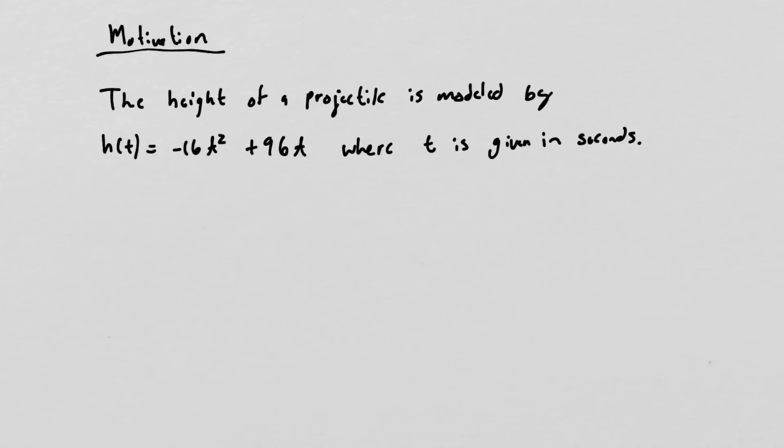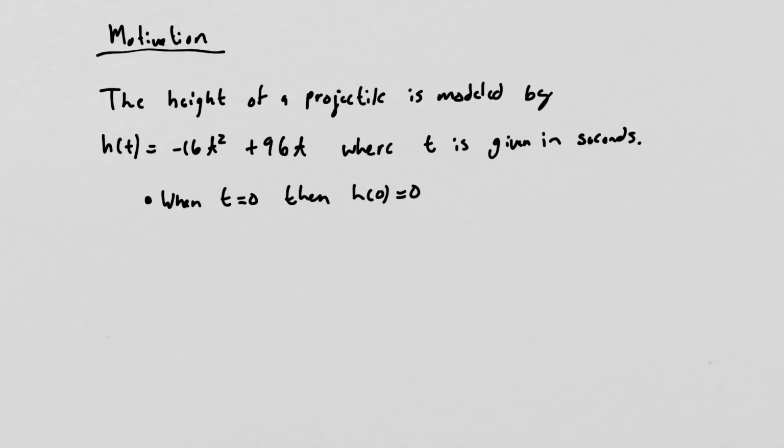Well, let's go ahead and look at the domain real fast. When t is equal to 0, we have that the height of our projectile is 0. So if the projectile starts at a height of 0 feet, and then it goes up into the air, at some point it's going to hit the ground again. So let's go ahead and find the other value at where our projectile is going to hit the ground.